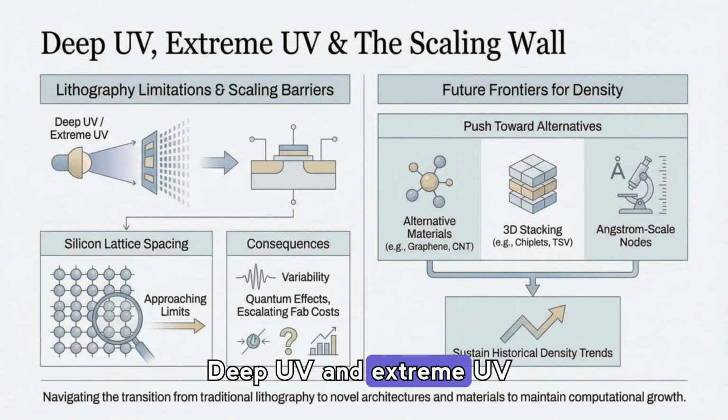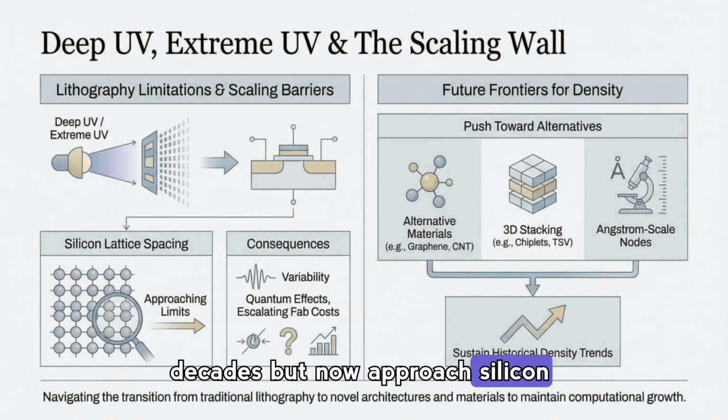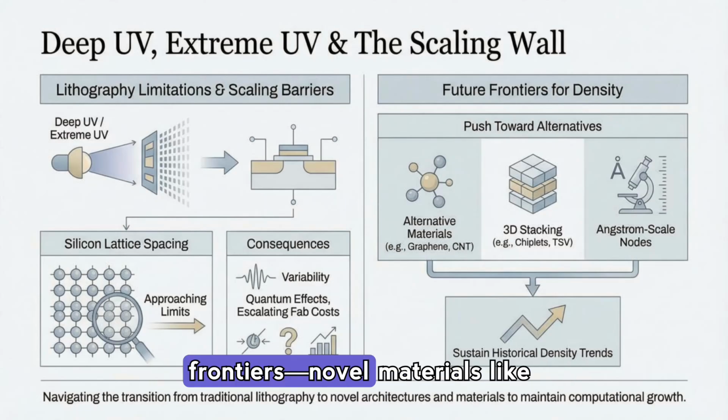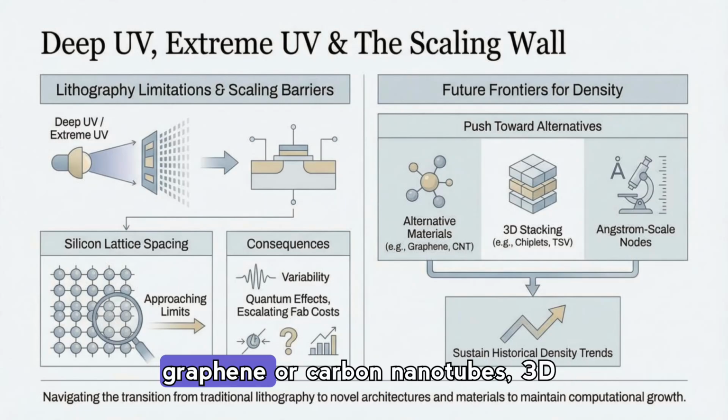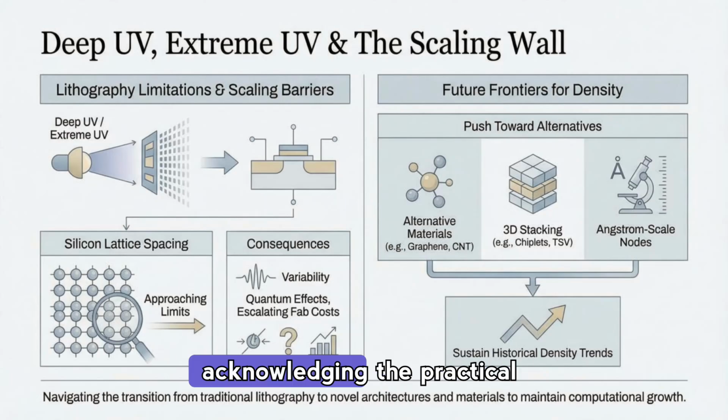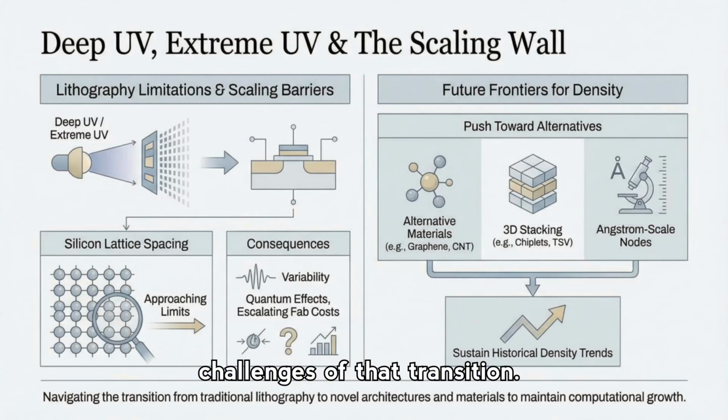Deep UV and extreme UV lithography pushed density for decades but now approach silicon lattice limits, bringing variability, quantum effects, and soaring fab costs. This slide outlines alternative frontiers, novel materials like graphene or carbon nanotubes, 3D stacking and angstrom-scale nodes as potential paths to sustain historical density trends while acknowledging the practical challenges of that transition.